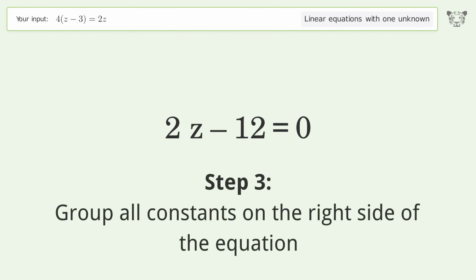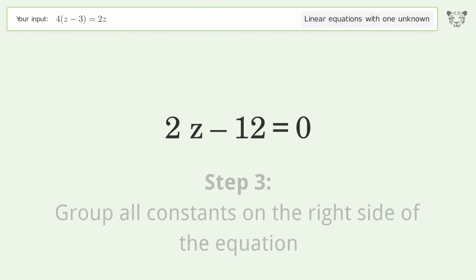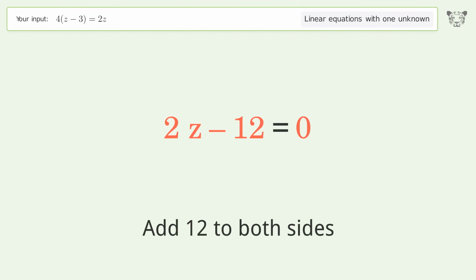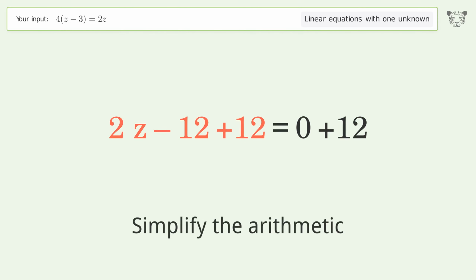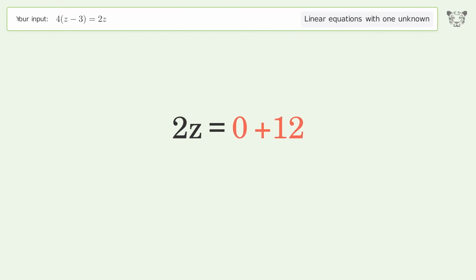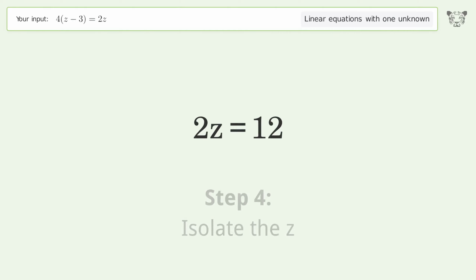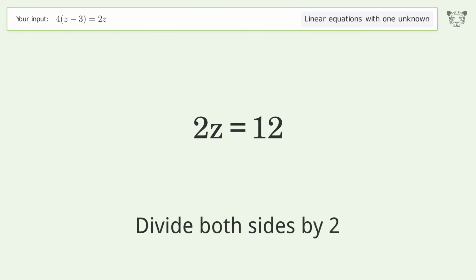Group all constants on the right side of the equation. Add 12 to both sides. Simplify the arithmetic. Isolate the z. Divide both sides by 2.